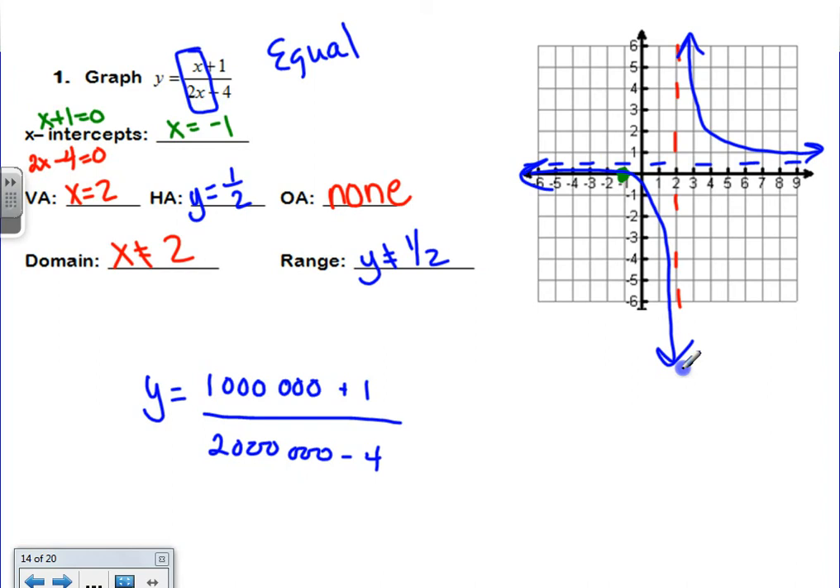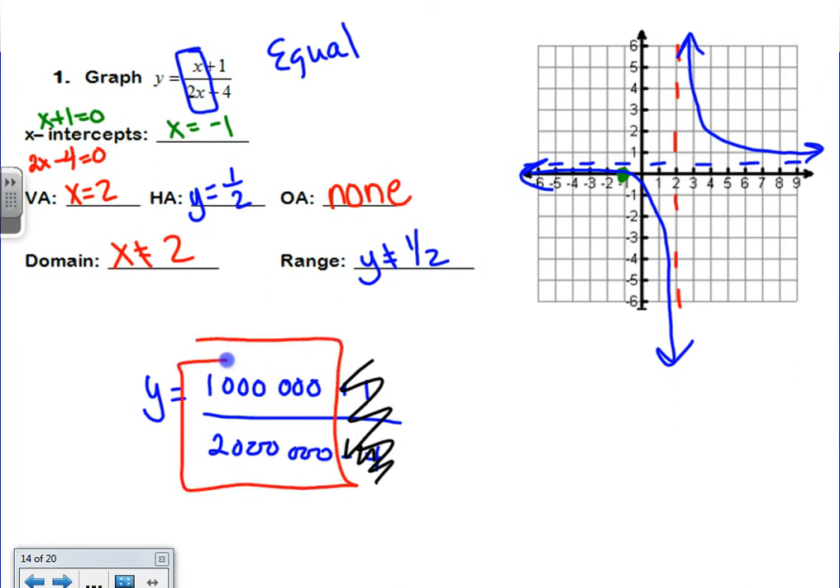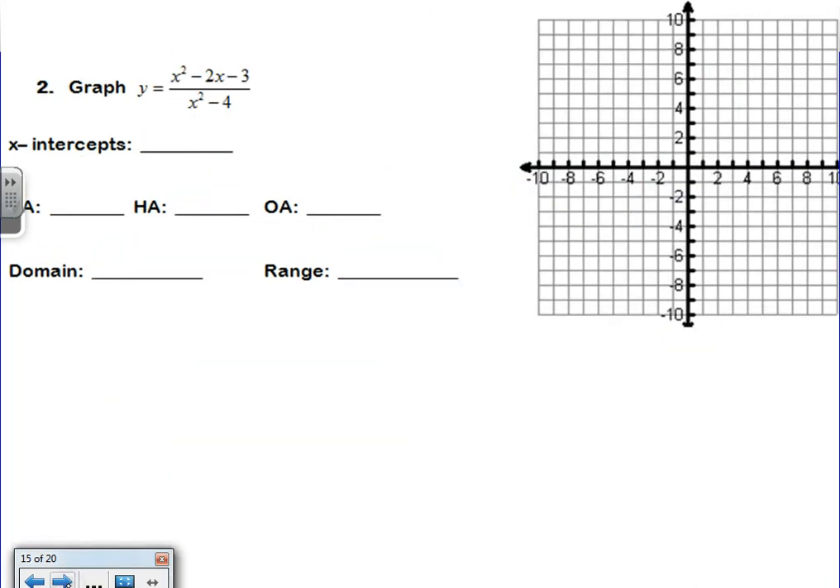I could have gone a billion, trillion, whatever. I don't even know what comes after that. Can we all agree that if you were to plug in huge numbers, this plus 1 and this minus 4 really become negligible? I don't even have to consider them because they're so small in comparison to everything else. So all I really have to look at is what's happening right here. Well, 1,000,000 divided by 2,000,000 is really just a 1/2, and that's why our horizontal asymptote came out to y equals 1/2. We're going to see this same idea in a different type of function.